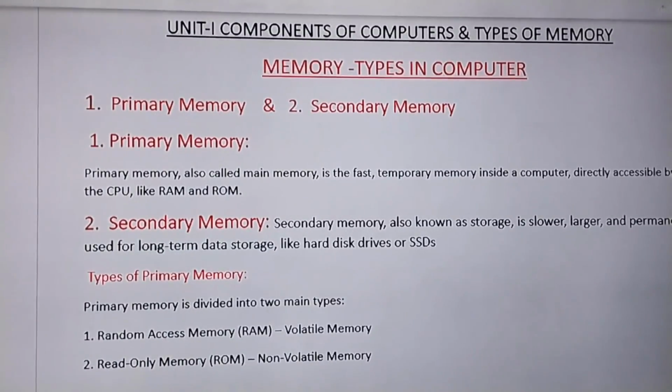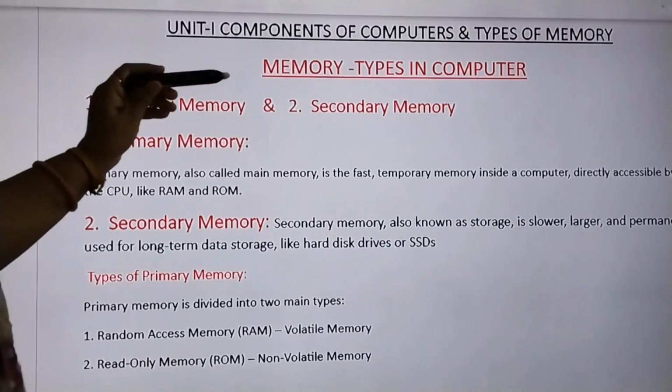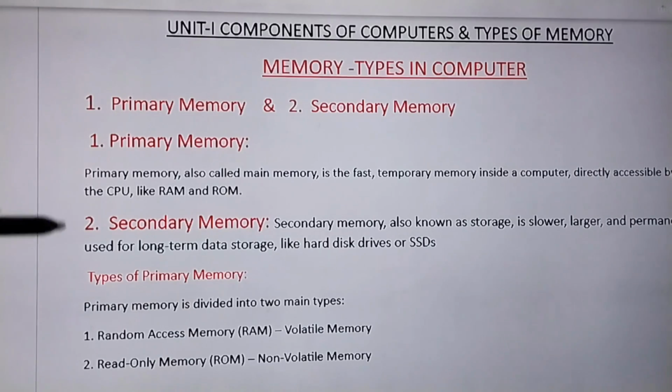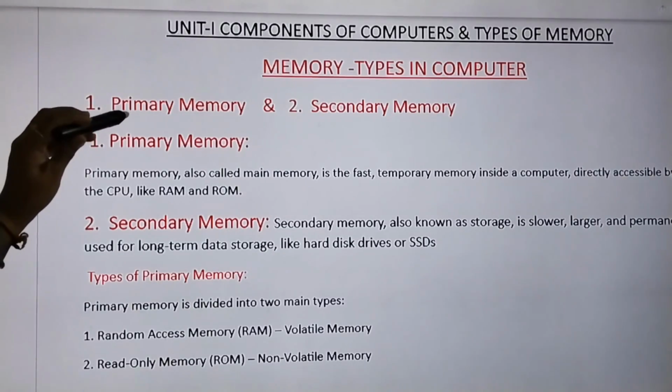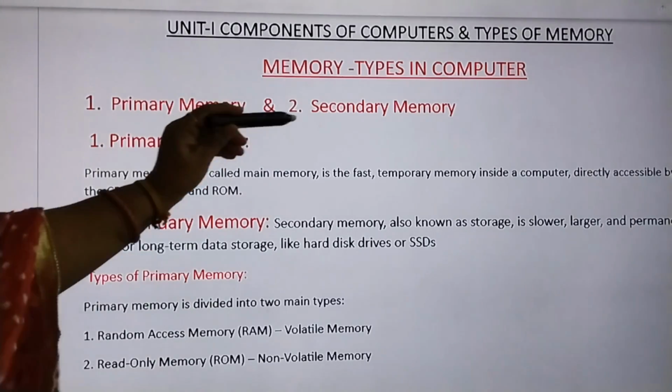Hello students, in this video we will see components of computers and types of memory. Memory is a device that is used to store data and instructions in a computer. There are mainly two types of memory in computers: primary memory and secondary memory.